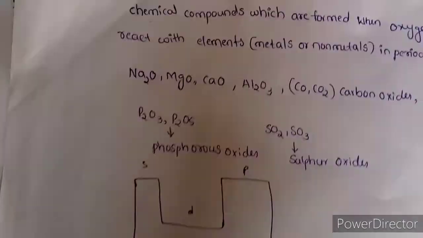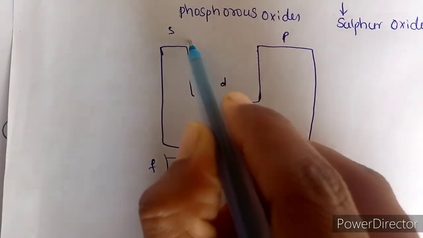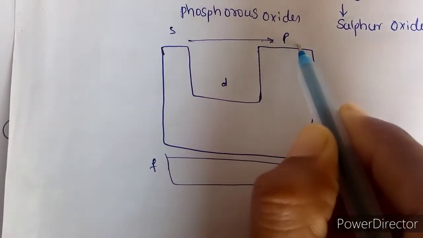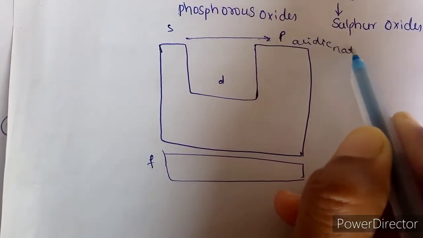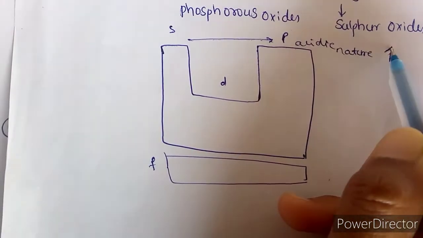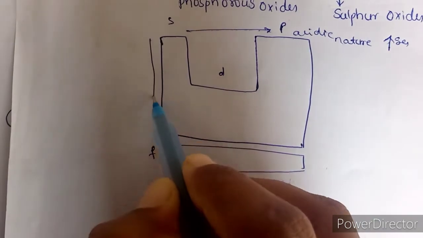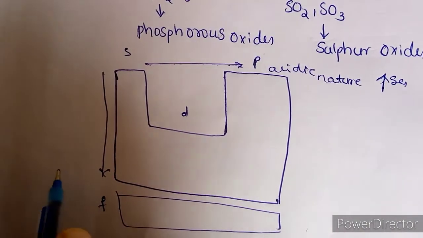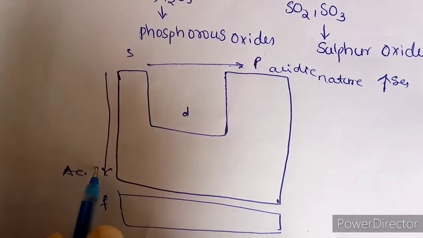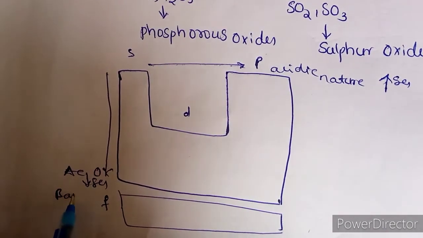If we observe the periodic table from left to right, the acidic nature of oxides increases and the basic nature decreases. This is because metallic character decreases from left to right and non-metallic character increases. And from top to bottom in a group, acidic nature decreases and basic nature increases.